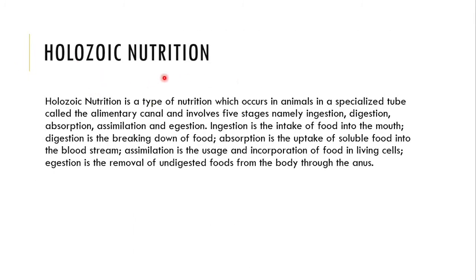Holozoic nutrition. Holozoic nutrition is a type of nutrition which occurs in animals in a specialized tube called the alimentary canal and involves 5 stages, namely ingestion, digestion, absorption, assimilation, and egestion. It is a type of nutrition that occurs in animals like you and I, and it occurs in a tube known as the alimentary canal, which runs from the mouth to the anus. This type of nutrition occurs in 5 stages.